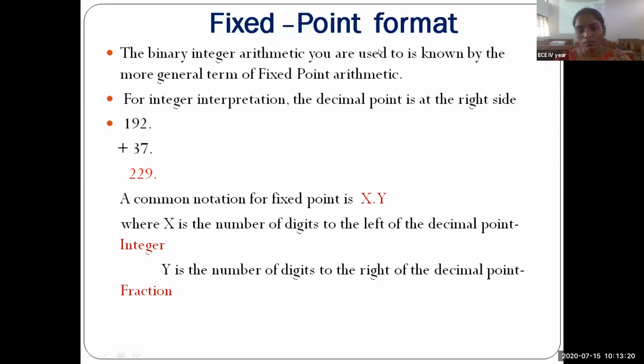0.101. For 0.625, the binary representation is 0.101, or not? Tell me. 0.101. How? I'll explain.